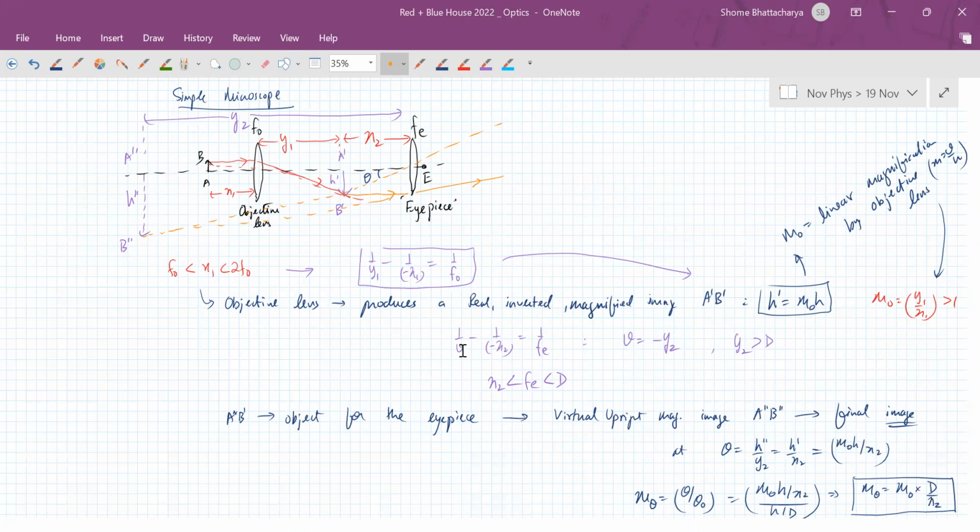This part, beta, is the application of the lens formula to the eyepiece: 1 by V minus 1 by U is equal to 1 by F. So whatever V we get, that is actually minus of y2, because it's a virtual image on the same side. So this is the lens formula applied for what the eyepiece is doing, this part. Whereas this is the lens formula applied to what the objective is doing, which is this part.